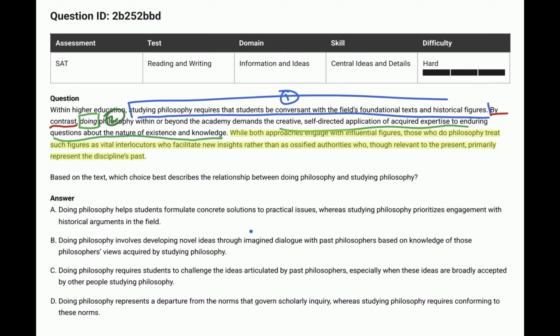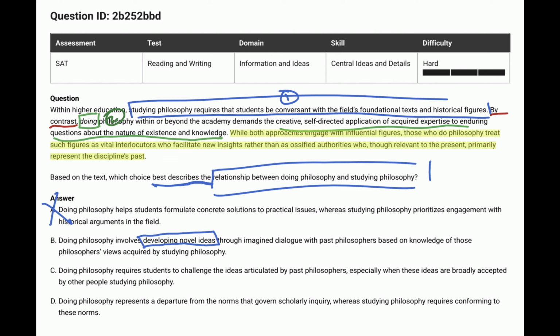Based on the text, which choice best describes the relationship between studying and doing philosophy? Okay. Doing philosophy helps students formulate concrete solutions to practical issues, whereas studying philosophy prioritizes engagement with historical arguments in the field. Mm, not exactly. Doing philosophy involves developing novel ideas. Okay, that's the key part. Creative, self-directed application.